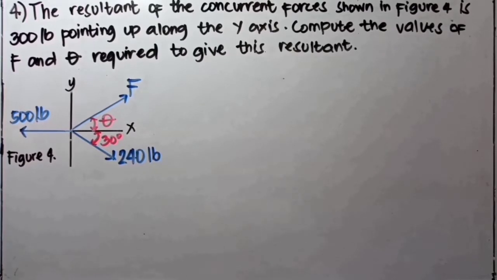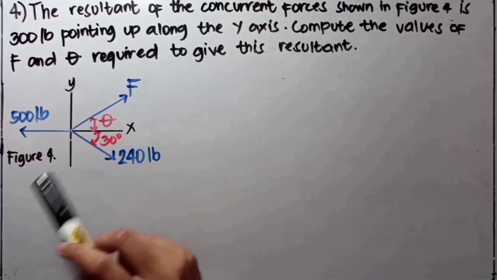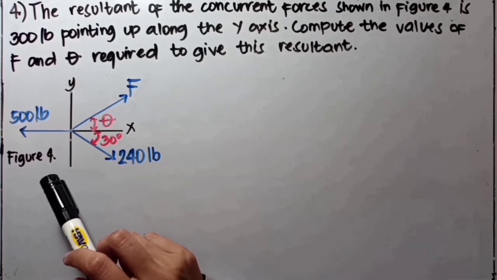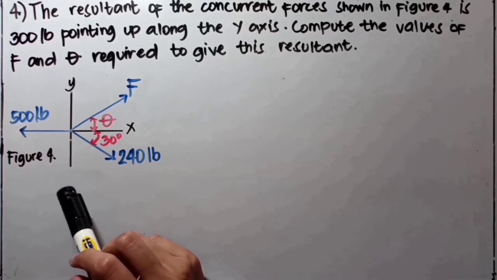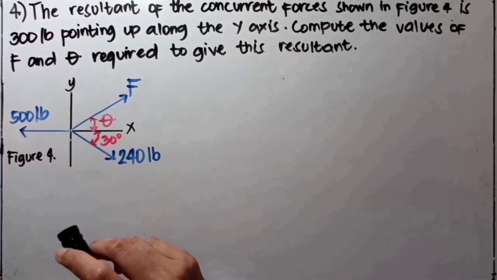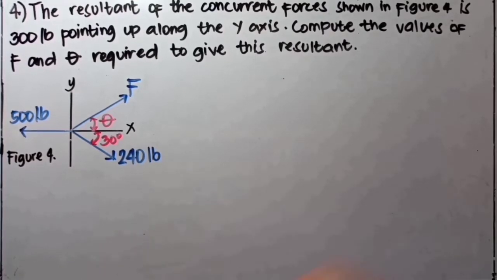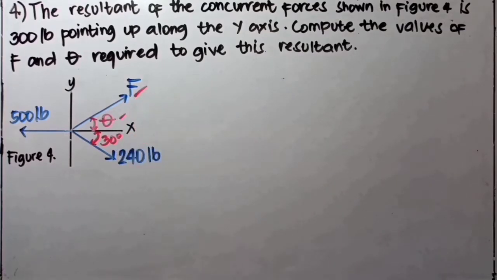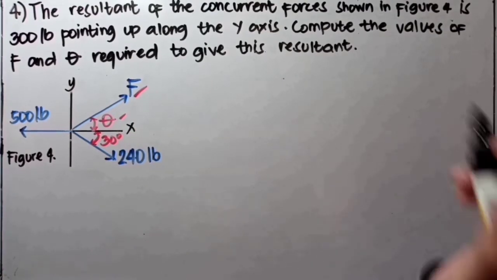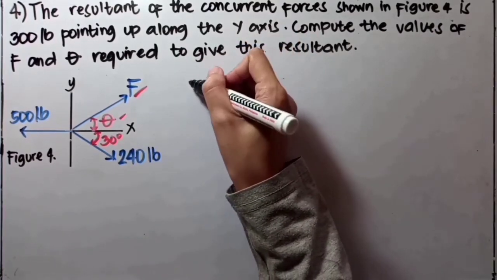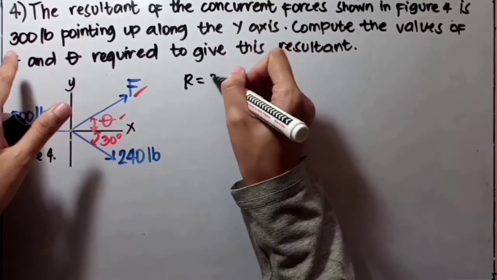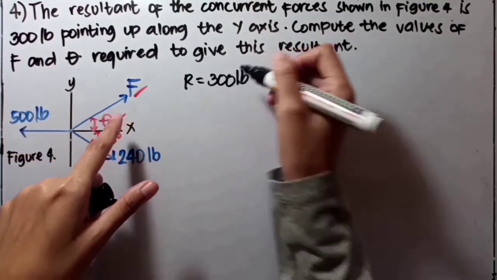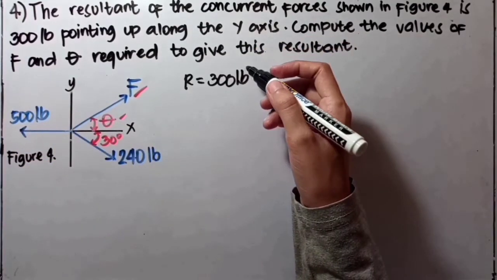Okay. So, for our last problem, medyo challenging siya. Babasahin ko muna yung given problem. So, the resultant of the concurrent forces shown in figure 4, which is this one, is 300 pounds pointing up along the y-axis. So, compute the values of F and theta required to give this resultant. So, hanapin natin, ang unknown natin ay this F pati itong theta, the angle. According sa problem, meron na tayong resultant, meron na tayong R, which is the 300 pounds. So, given na ang R, hanapin na lang natin tong F and the theta.